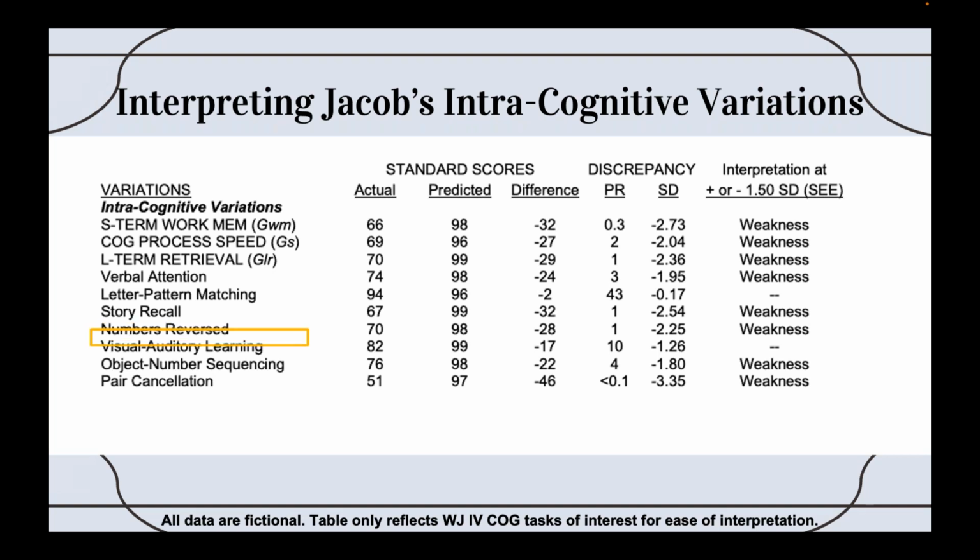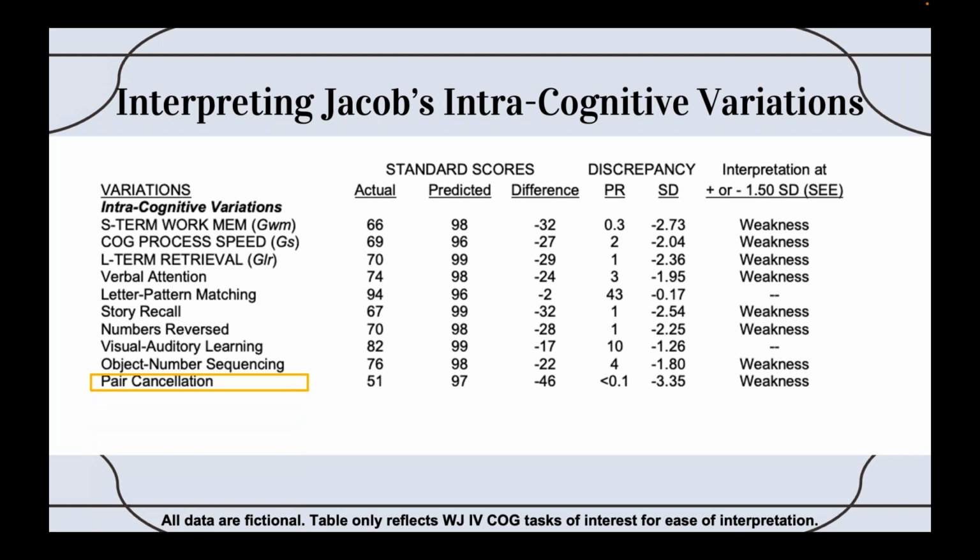And just going through the last two tests here that are listed as weaknesses, we have object number sequencing. And we obviously know again that this is a short-term working memory task and a measure of memory capacity. So again, this is adding more evidence for the challenges that underlie Jacob's ability to hold information in his immediate awareness for goal-directed purposes.